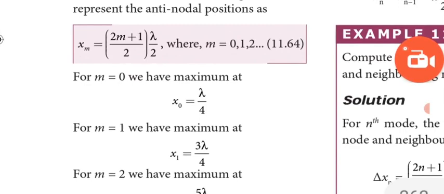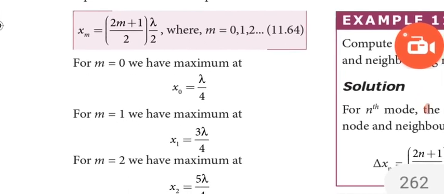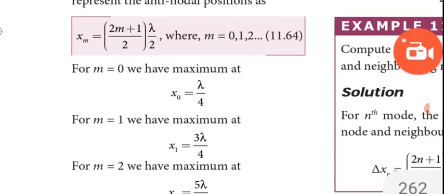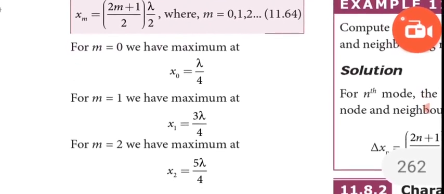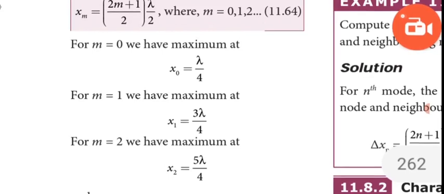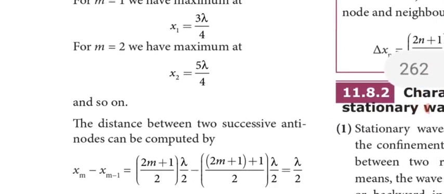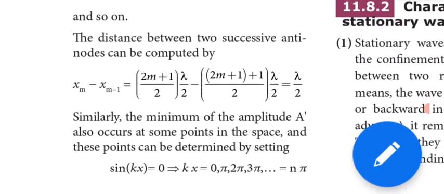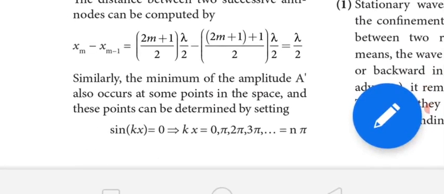For m is equal to 0, substituting m is equal to 0: 2m is 0, plus 1, so you will get 1 by 2, and 1 by 2 into lambda by 2 is equal to lambda by 4. If you substitute m as 1, you get 3 lambda by 4, and for 2 you get 5 lambda by 4, and it goes on like that. So the distance between two successive antinodes, xm minus xm minus 1, comes out to be lambda by 2.